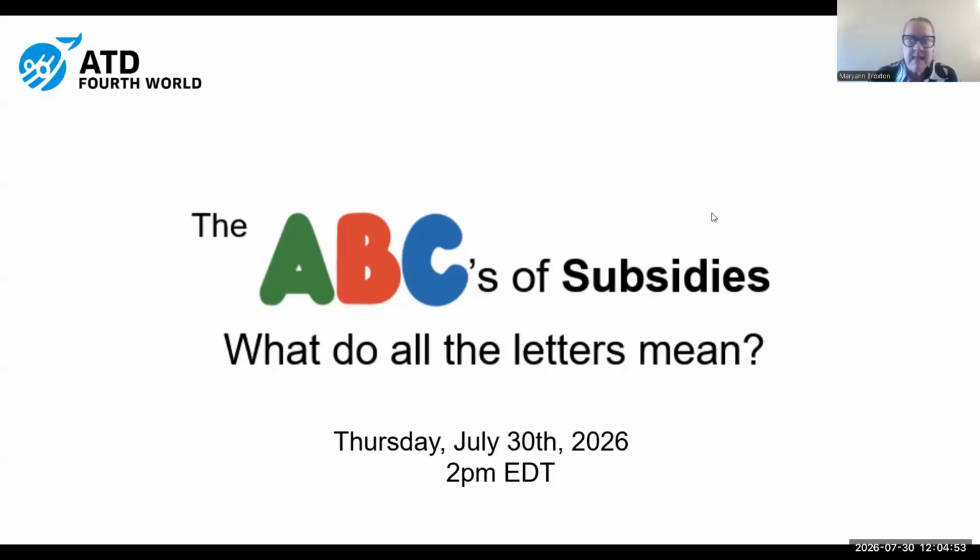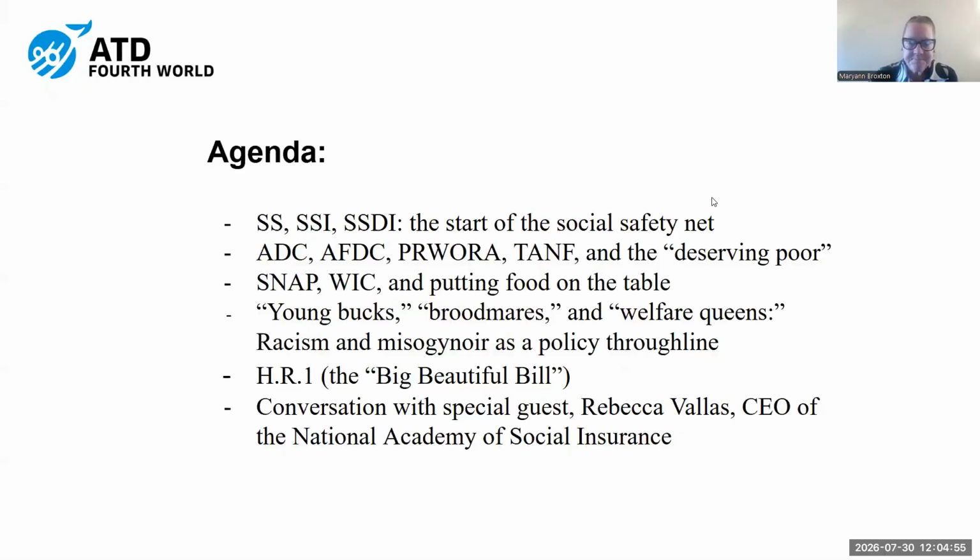So if we can go to the next slide, please. Today, we're going to focus on SSI, TANF, SNAP, and WIC. And I purposely said it that way because it can be hard to understand the alphabet soup of acronyms when it comes to subsidies. And it's even harder for people trying to navigate the safety net system. Today, we'll explain what the acronyms stand for, a little history of the policy, who qualifies, and most importantly, who has been excluded and why.